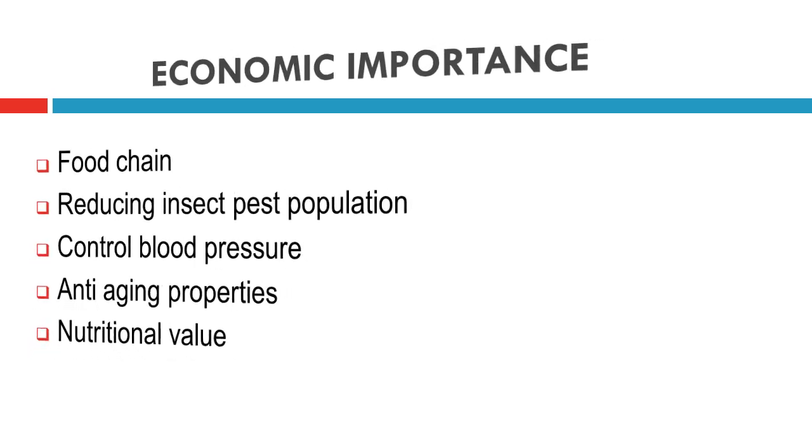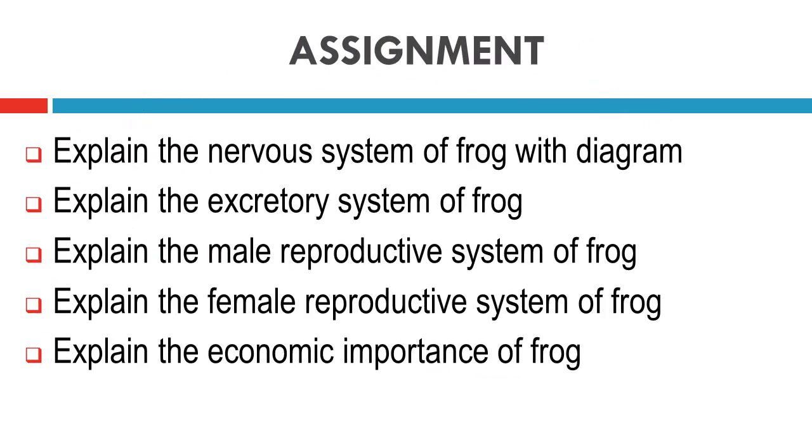First of all, here I have given five mark questions. The first one is: explain the nervous system of frog with the diagram. Second question: explain the excretory system of frog, again with the diagram. Everywhere you have to give the diagram. Then explain the male reproductive system of frog, explain the female reproductive system of frog, and the last one, explain the economic importance of frog. Everything will be asked as a 5 mark question, and sometimes the economic importance will even be asked as a 3 mark question. So far we have completed this.